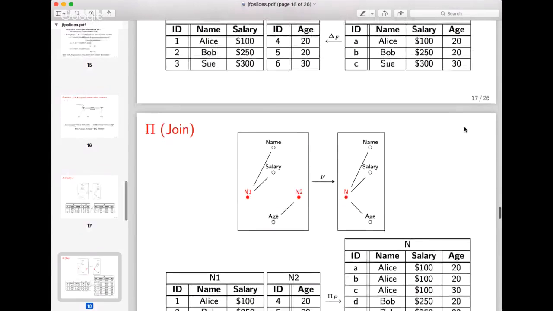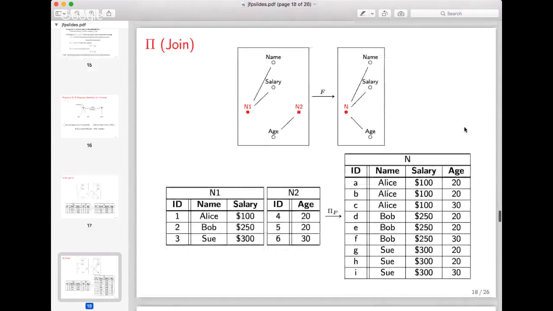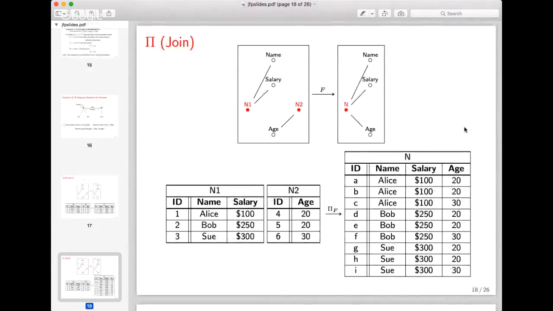All right, pi is the next data migration functor. Here we have the same schema mapping. It takes N1 and N2 to N, and here pi goes in the same direction as the schema mapping. So here we have 3 rows in N1, 3 rows in N2, and we get 9 rows in N. It just does a Cartesian product, and the reason is that there is no edge between N1 and N2 in the schema. There is no foreign key.